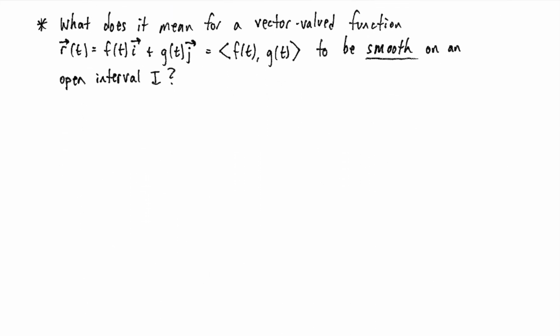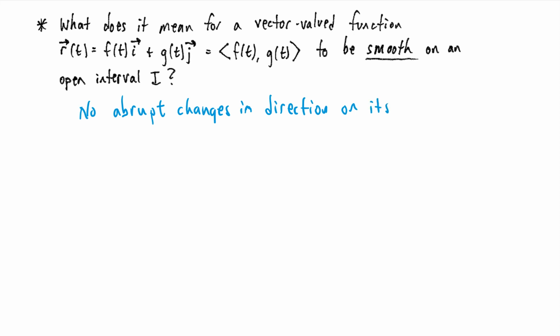Okay, so just like with parametric, we want to make sure we understand what it means to be smooth, to have a smooth vector valued function. So again, it's going to mimic what we already know. To be smooth, there should be no abrupt changes in direction on its graph.